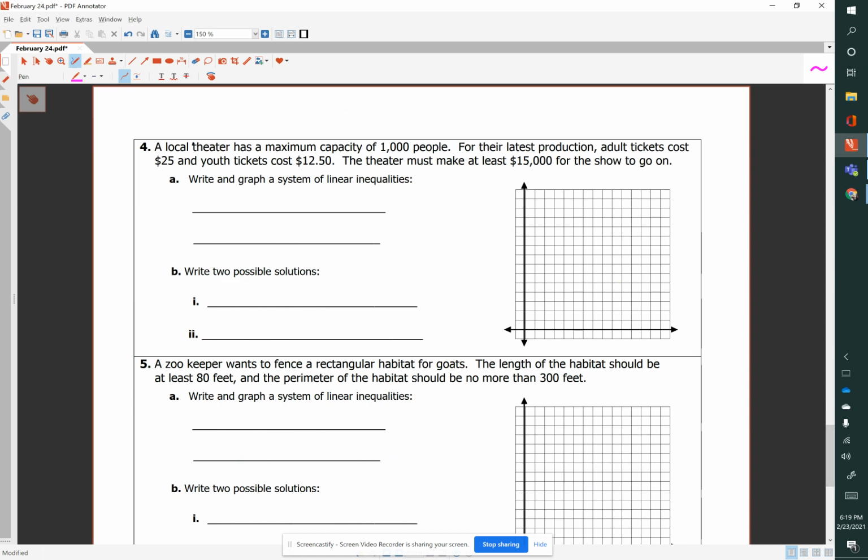Okay, local theater. My friend is opening a theater. She's been working on it for 5 years and it'll be open in April.